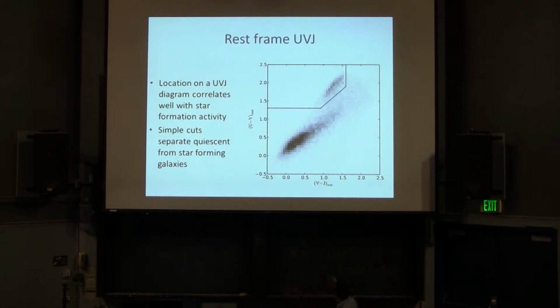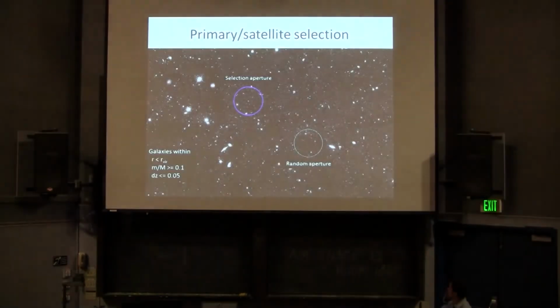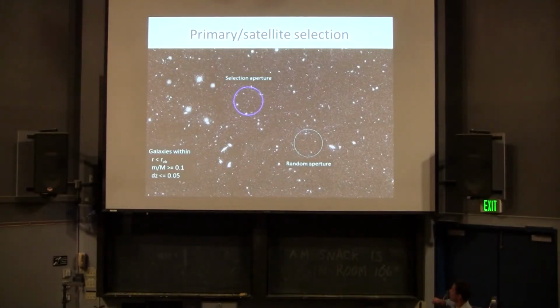And the point is that galaxies that are within the selection box are going to be treated as quenched, quiescent galaxies, non-star forming, and everything outside of the selection box is going to be treated as star forming galaxies. Okay, and then I'm going to do again a very simple background subtraction.